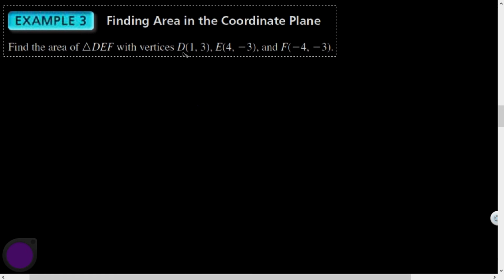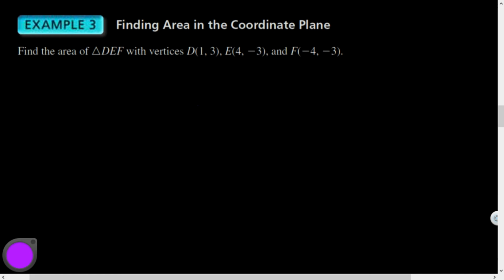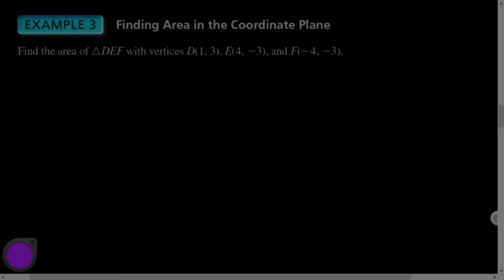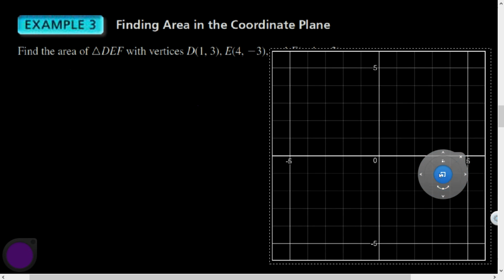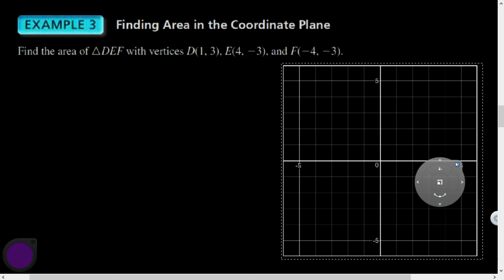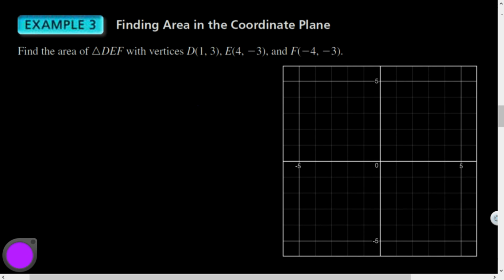Example 3, finding the area in the coordinate plane. And the area formula I use is going to depend on the shape of the figure I have. All right, let's see what I can do here. Man, I love these pre-made grids. Thanks, past Waddy. So let's see, let's plot these points. D is at 1, 3, so over 1, up 3.